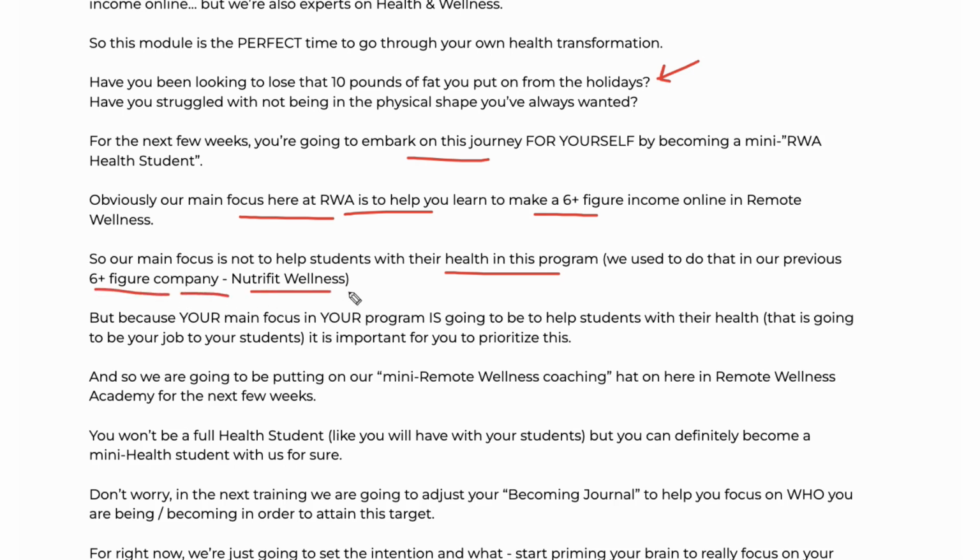But because your main focus in your transformation program is going to be to help students with their health, right? That's going to be your job to your students. It's going to be very, very important for you to prioritize this. And so what we're going to do over the course of the next couple weeks inside of this module is we're really going to go ahead and put on the mini remote wellness coaching hat, okay? So here at RWA, you're going to basically become like a health student, okay?